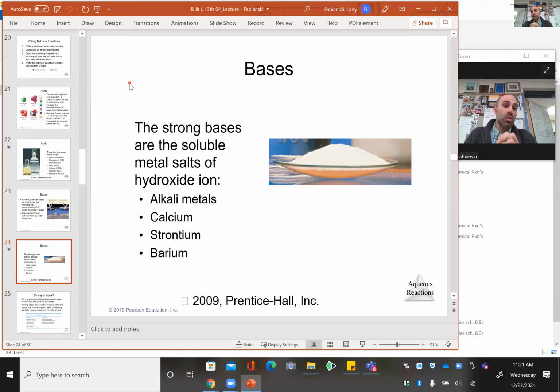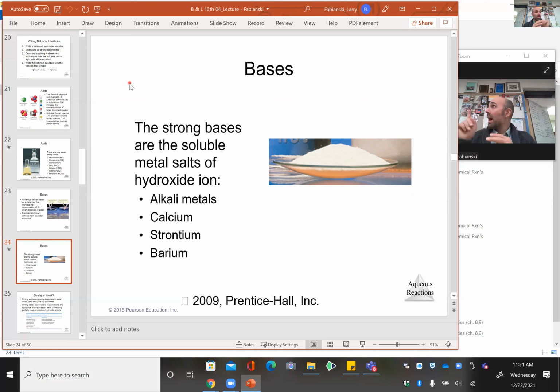Just like we had 7 strong acids, hydrochloric, hydroiodic, hydrobromic, and so on, we have some strong bases. These are a little bit more all-encompassing. Strong bases are soluble metal salts of the hydroxide ion. So we have any alkali metal. If we look at our periodic table, when we're talking about alkali, we're talking about lithium, sodium, potassium, rubidium, cesium, francium. So lithium hydroxide, sodium hydroxide, potassium hydroxide, cesium hydroxide, rubidium hydroxide. All of these form strong bases.